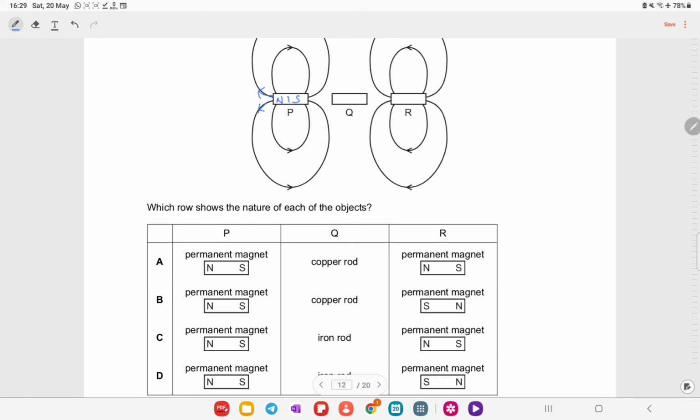What will be Q? Let's suppose this is south and north. So this is the one. Obviously we can use common sense to find out that it is going to be the copper rod. So option B is going to be the right answer.